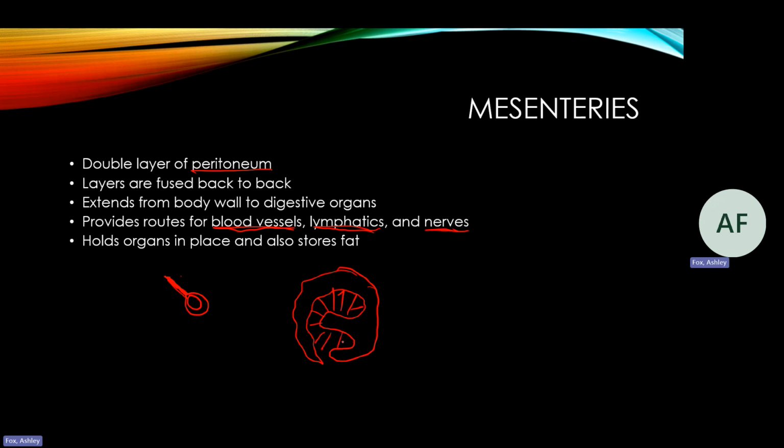So you can have blood vessels going through here and going all over through this clear kind of double layered tissue of peritoneum. It also can hold organs in place so they can have a specific arrangement and hold them off of the body wall. And you can also have some fat tissue for any energy that can be in the mesentery as well.